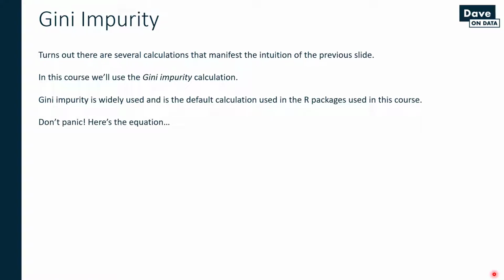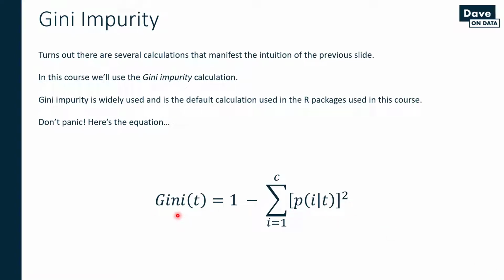Don't panic. We're going to take a look at a mathematical equation. Here it is. This is the calculation for Gini impurity. Don't worry about it. I know it looks fancy. We're going to go through it step by step, and it's going to be very intuitive. We're not going to necessarily focus on the mathematics per se, but we're going to take a look at the equation and understand what it means in terms of the logical processing that the equation implies.